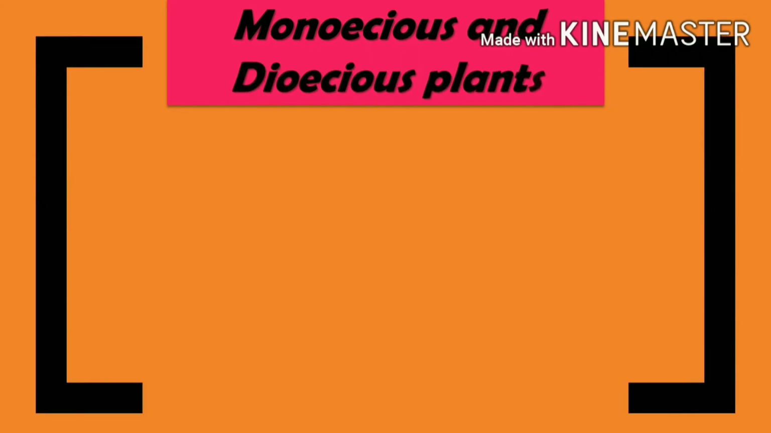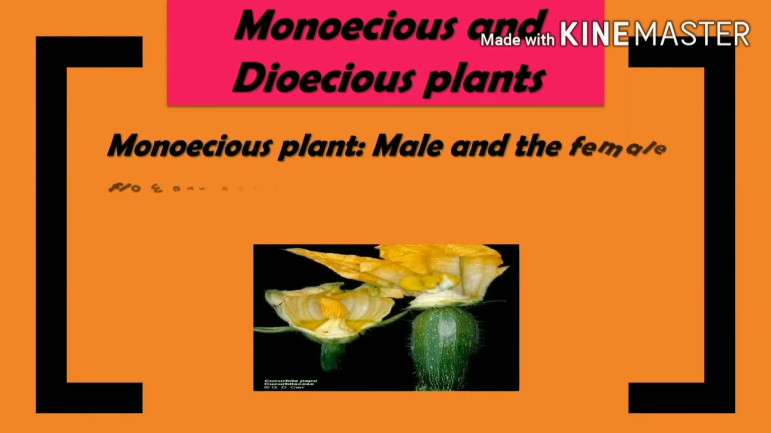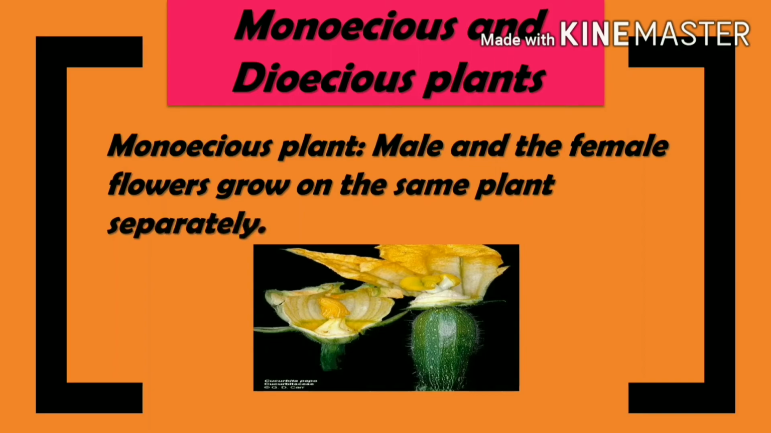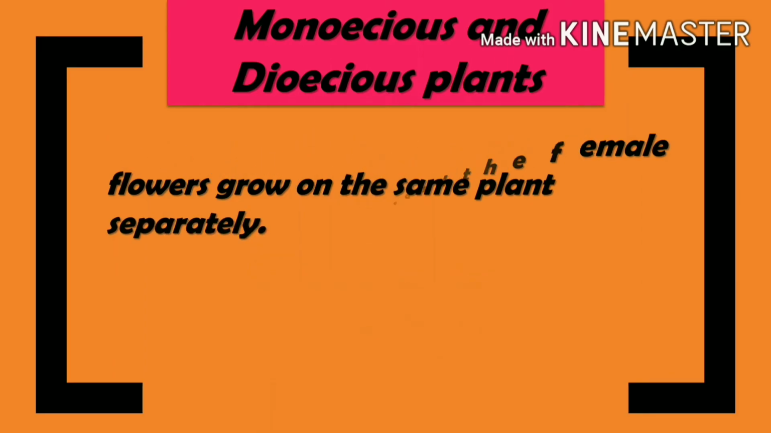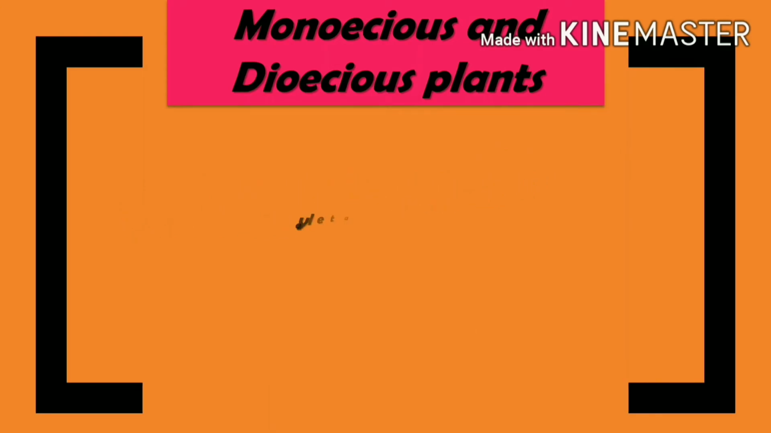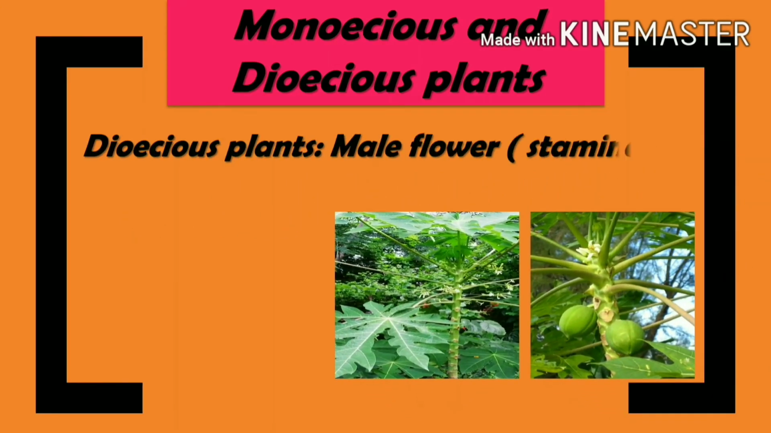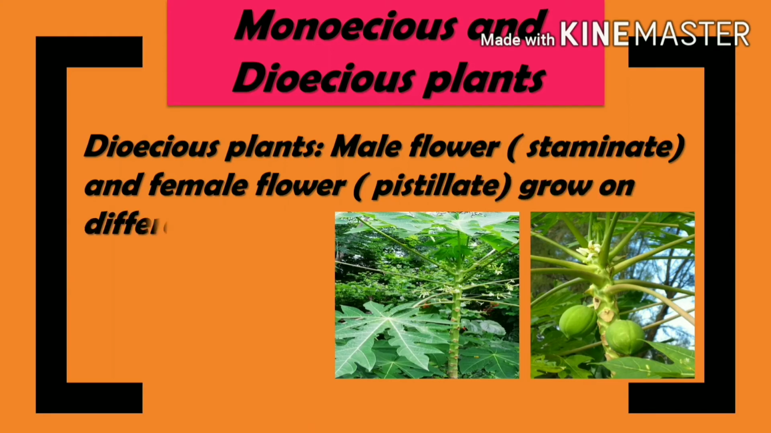Monoecious and dioecious plants. Monoecious plant, male and female flowers grow on the same plant separately. Example, cucumber. Dioecious plant, male flower (staminate) and female flower (pistillate) grow on different plants. Example, papaya.